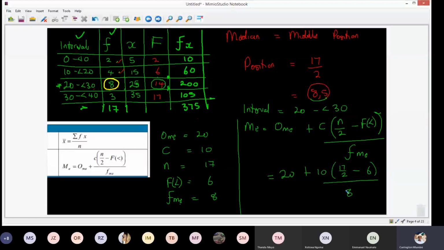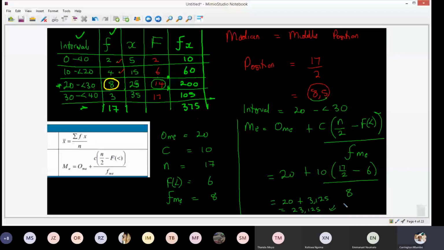Let's solve. 17 divided by 2 minus 6, times 10, divided by 8. I'm getting 20 plus 3.125, which is 23.125. Done. That's how you can calculate.